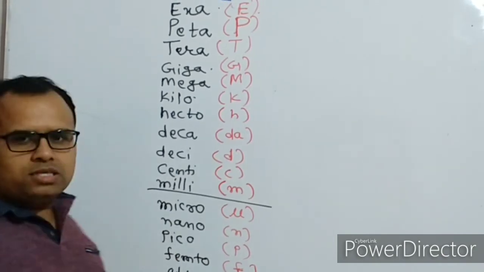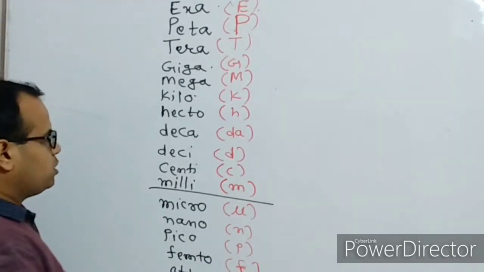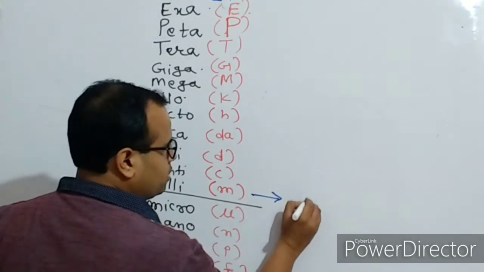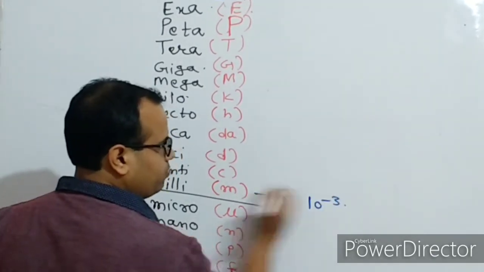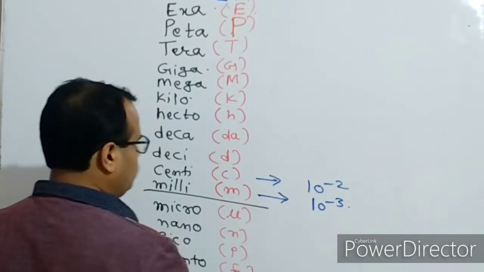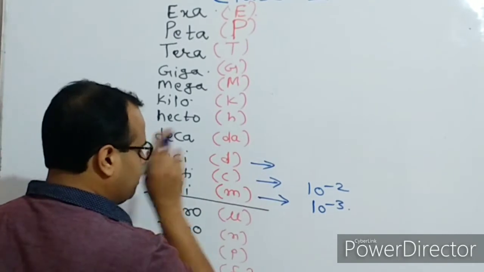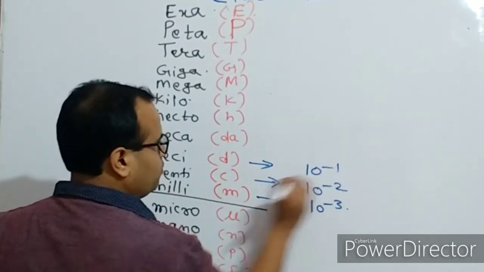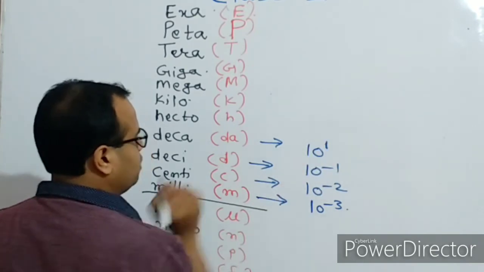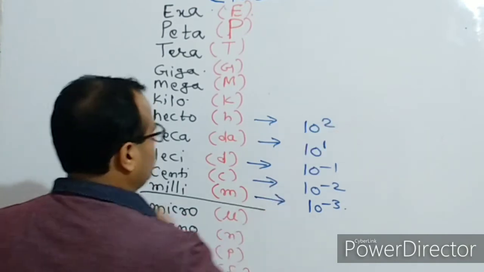Okay, now all these prefixes have corresponding powers of 10. So if we start from milli, milli stands for 10 raised to the power minus 3. Centi stands for 10 raised to the power minus 2. Deci, denoted by small d, stands for 10 raised to the power minus 1. Deca stands for 10 raised to the power plus 1. Hecto stands for 10 raised to the power plus 2.